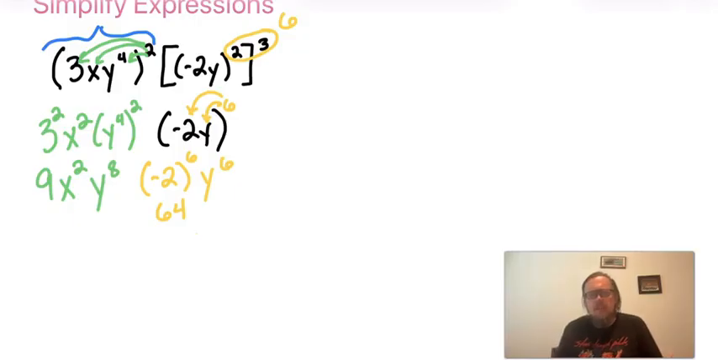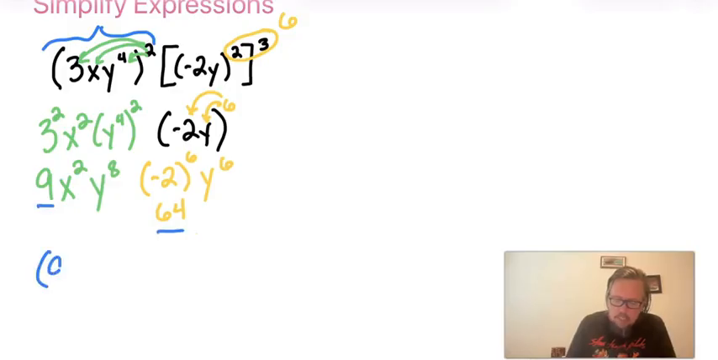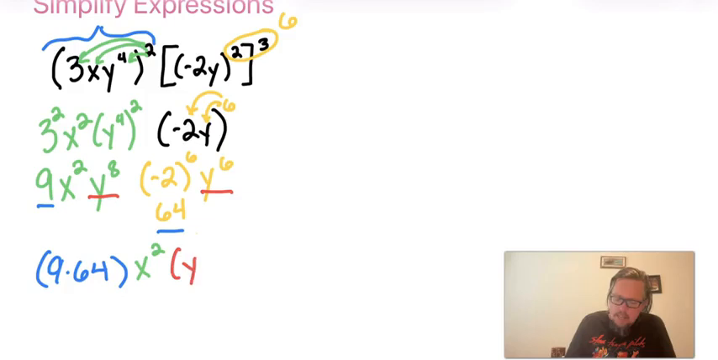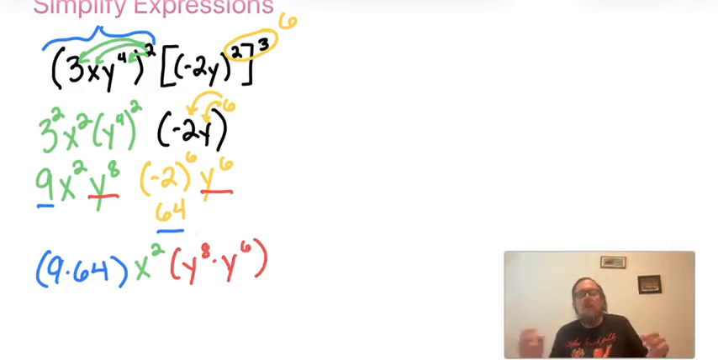And so once we get this done, we're going to go ahead and start grouping our terms that have the same base. So for example, 9 and 64 are both constants, so let's multiply those together. We've got x squared, which doesn't have anybody to go with. There's nothing else that has an x in this problem, so it's going to be all by itself. And then the y's can go together. Y to the 8th times y to the 6th. That's going to be our product of a power rule. That's whenever we have two bases that are the same and we add the exponents.